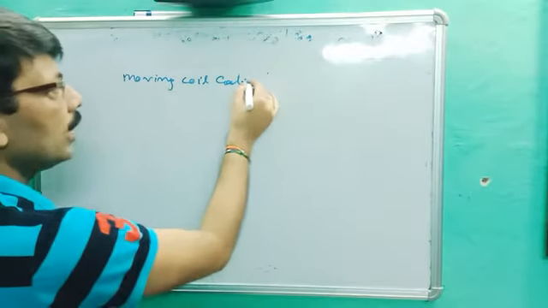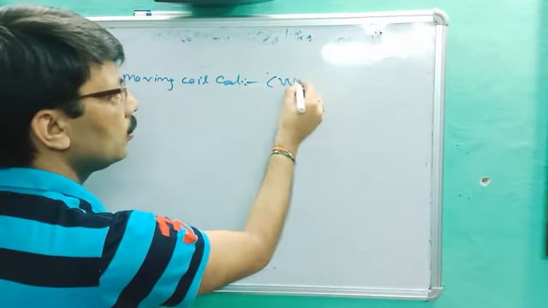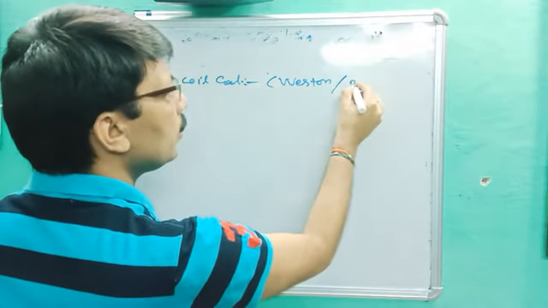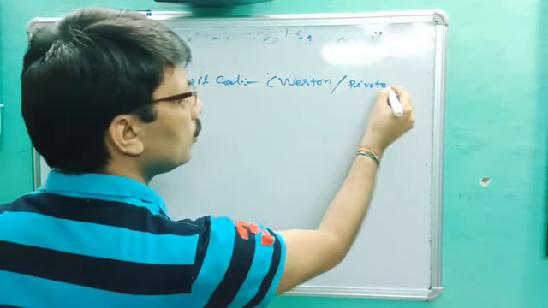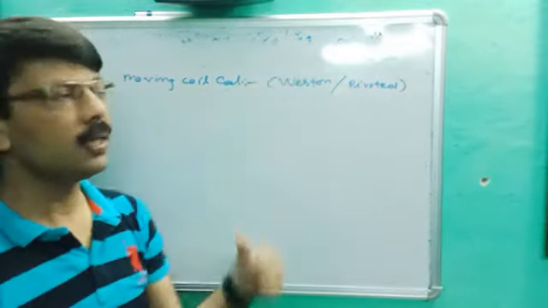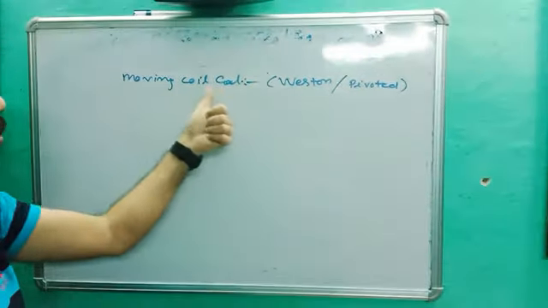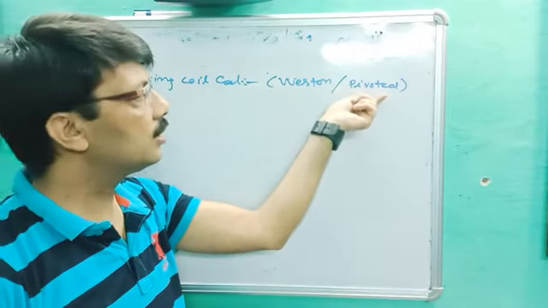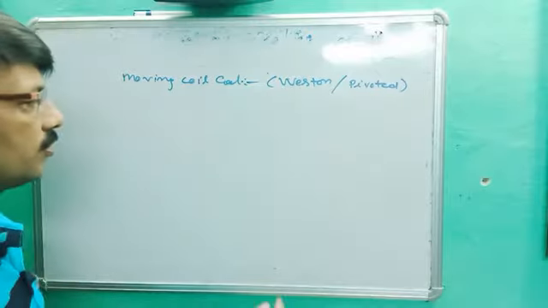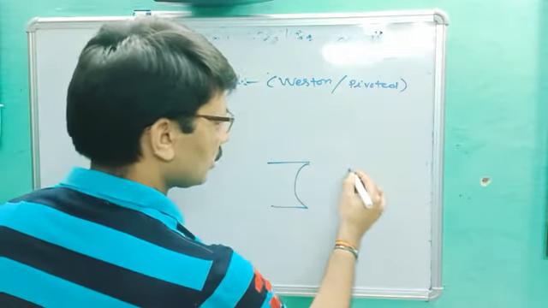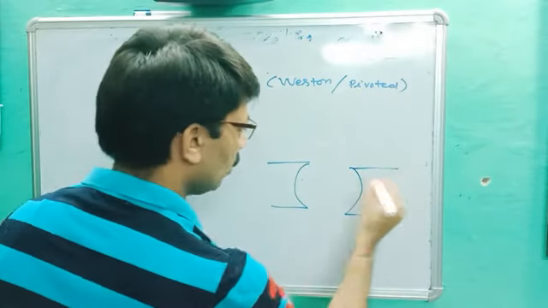Moving coil galvanometer is also called Weston galvanometer, or it is also called pivoted galvanometer. Three names are there. Pivoted means some screws are kept there. So first see the designing of this one. This is the construction, which you better know, already taught.